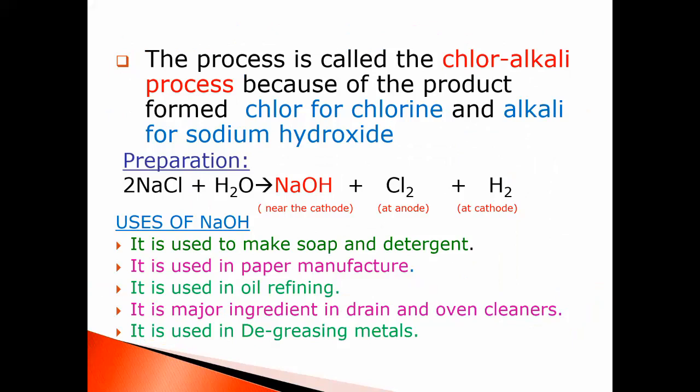Now let us discuss sodium hydroxide, or our caustic soda, uses. So first use is it is used in making of soap and detergent. Second use of sodium hydroxide is in paper manufacturing industry. It is also used in oil refining. It is also used extensively in drain and oven cleaner. Caustic soda is also used in degreasing of metals.